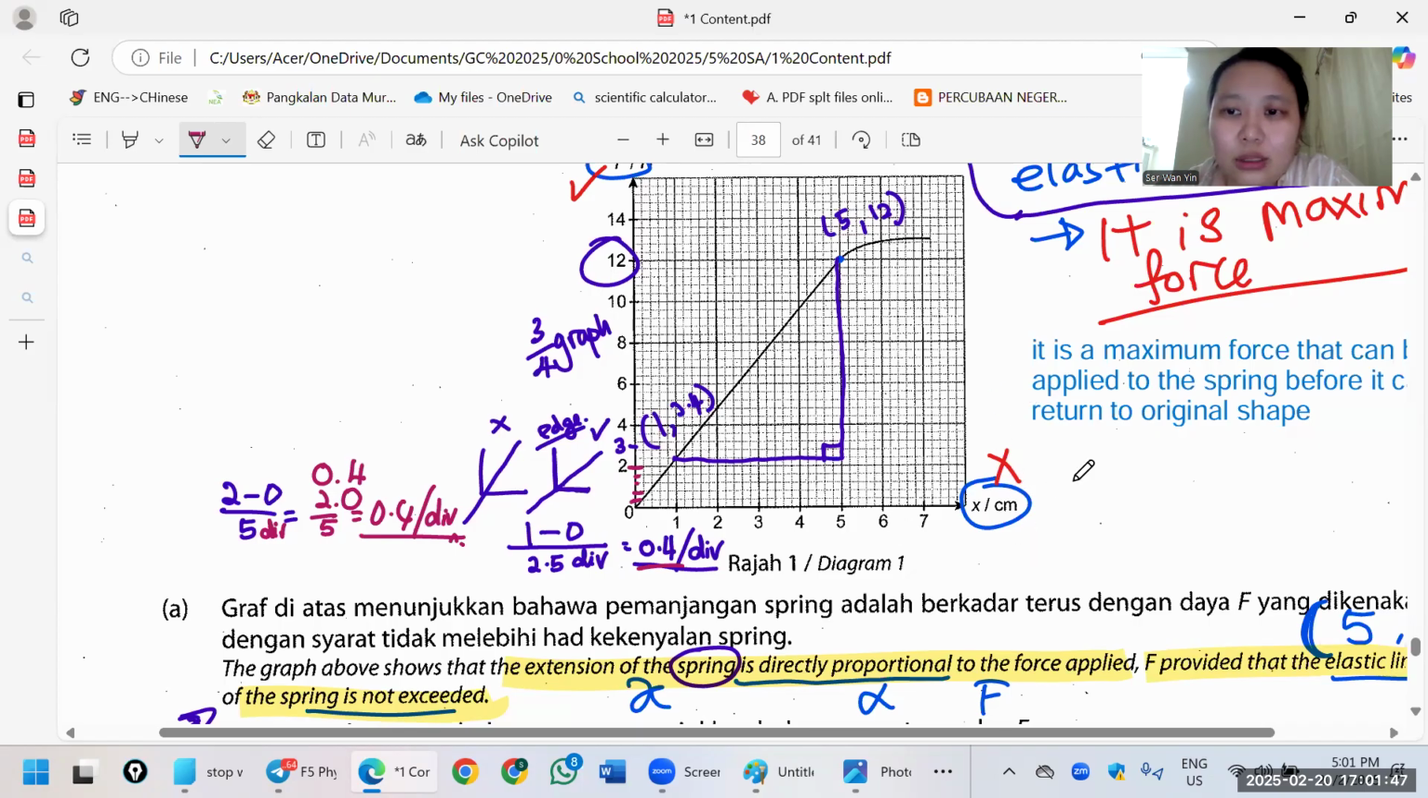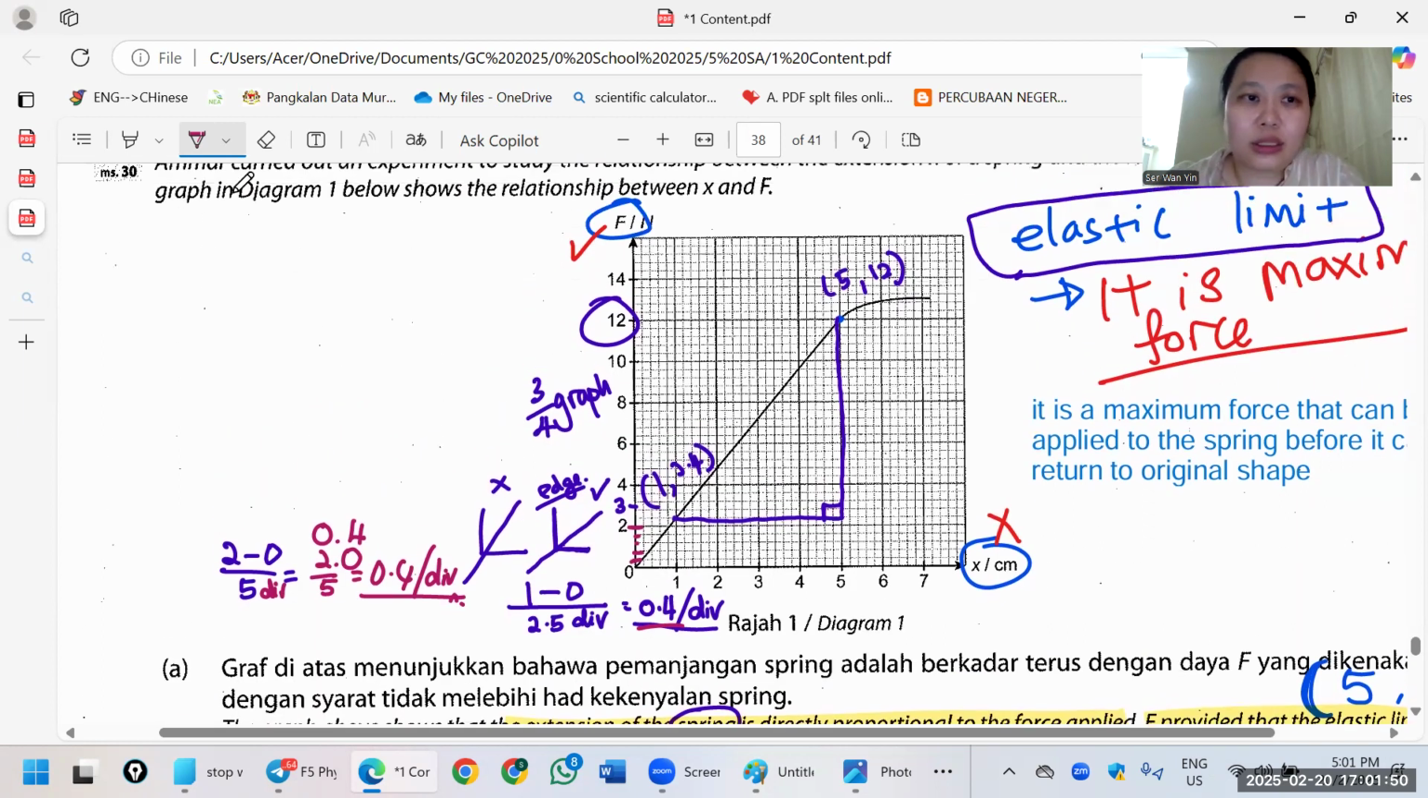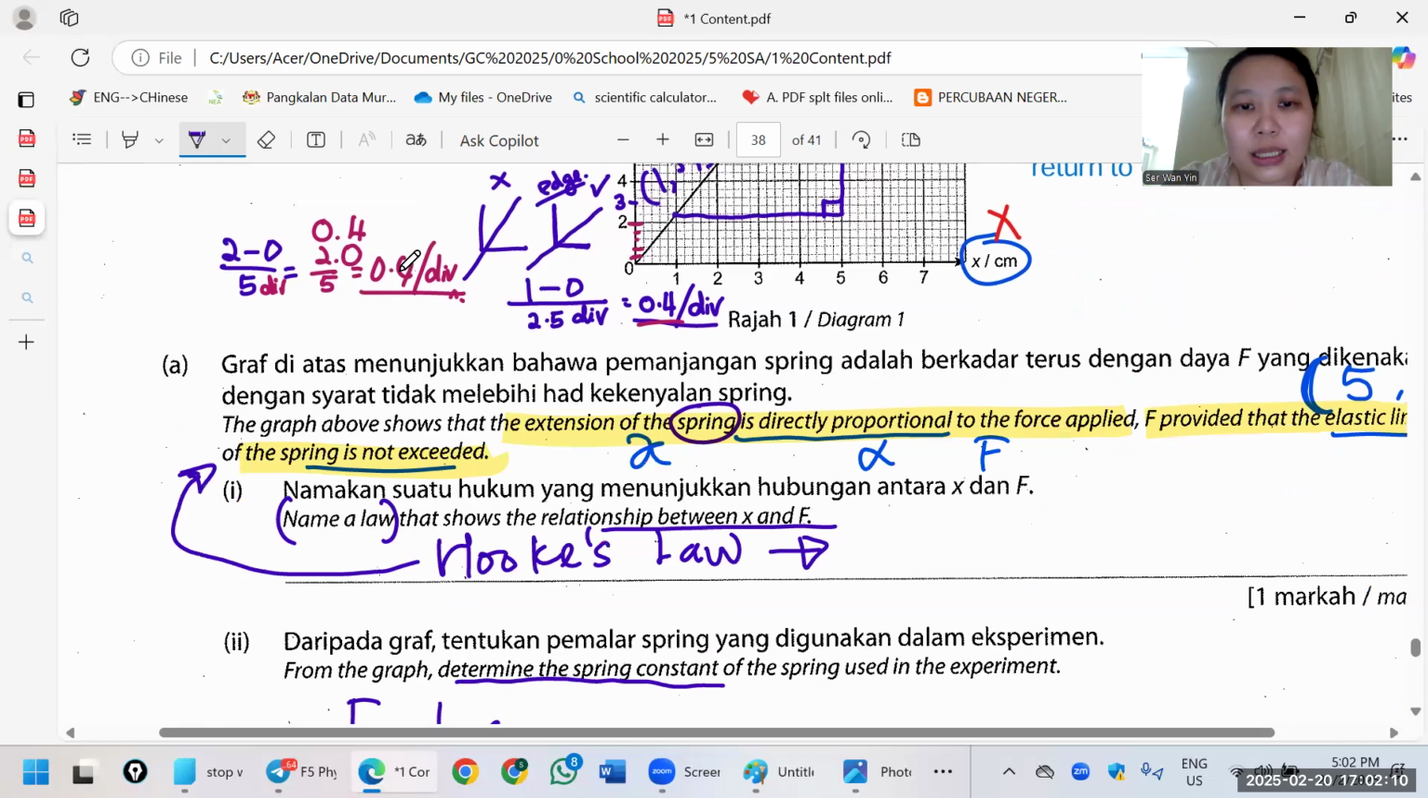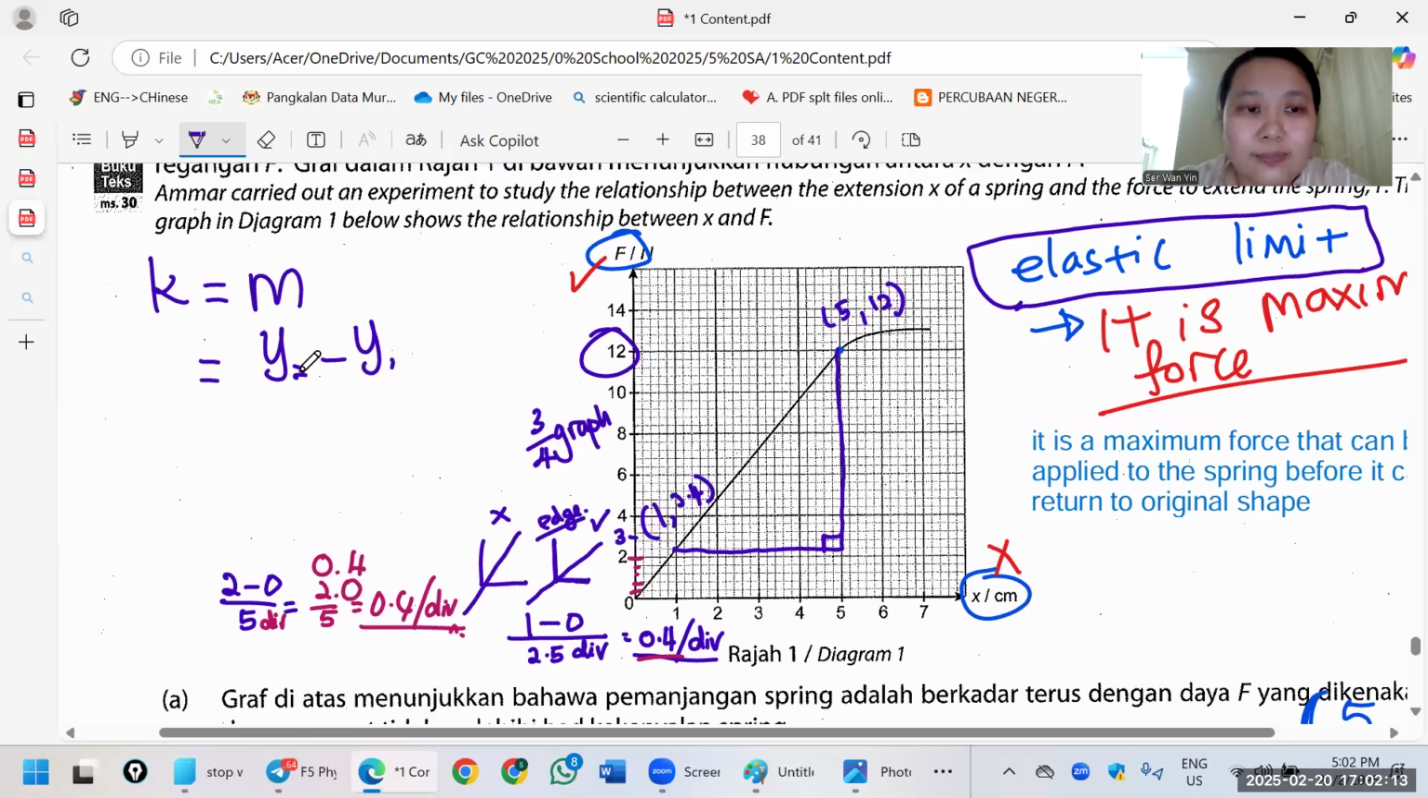Okay, so now, what is the spring constant? How to get the spring constant? Just now we recalled, actually, gradient is your spring constant. Or we can write it like this, spring constant is your gradient. So your gradient is y2 minus y1, you can write down here, divided by x2 minus x1, and you will get 12 minus 2.4 divided by 5 minus 1.